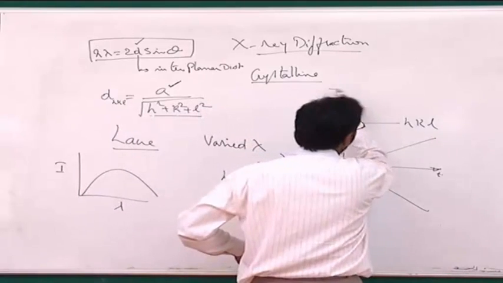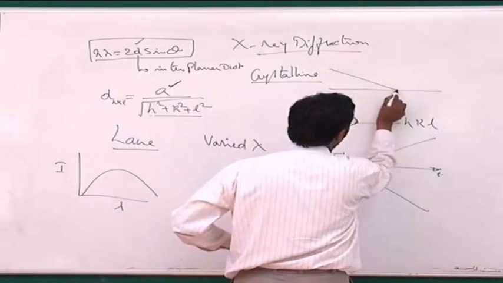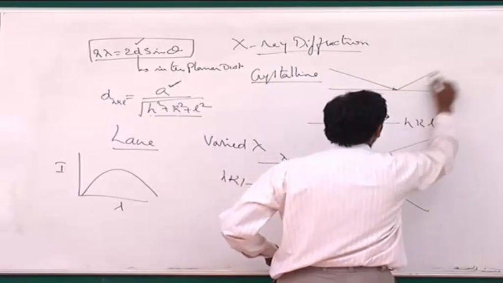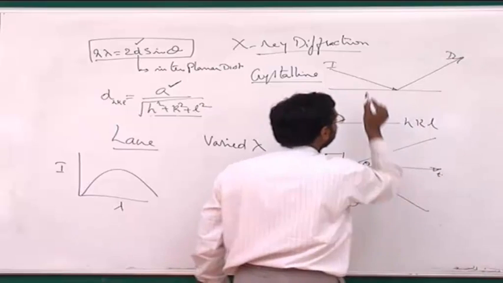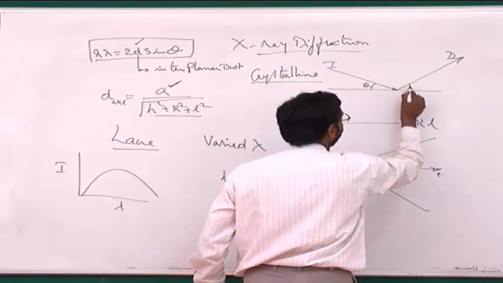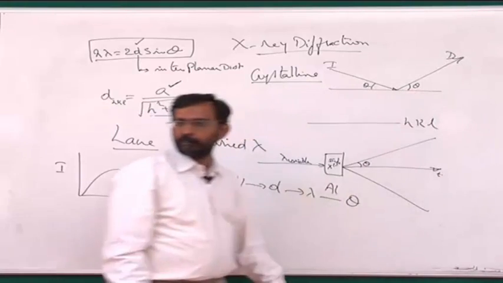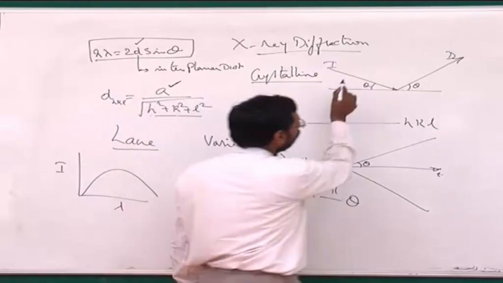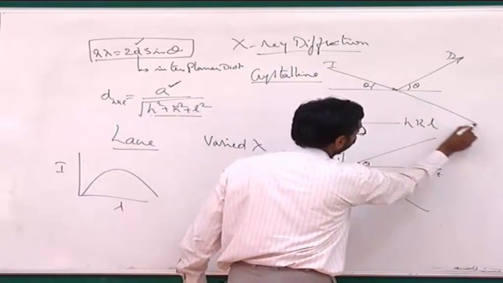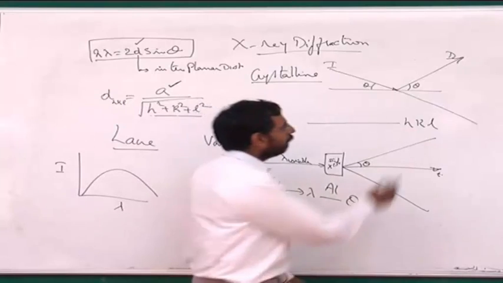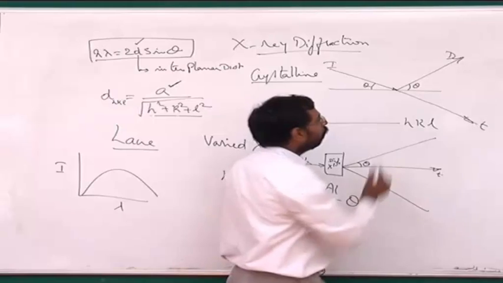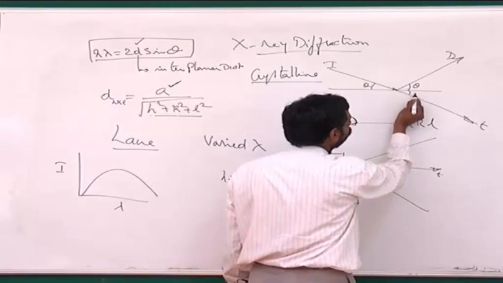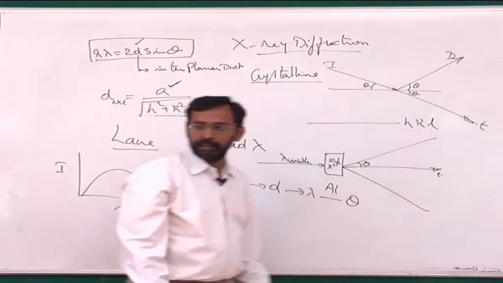To explain this better, if you remember, if I have the X-ray beam falling like this and the diffracted beam coming like this, this is the incident beam, this is the diffracted beam. If this is theta and if this is theta, then what is the transmitted beam? Transmitted beam goes like this. So this is the transmitted beam, this is the diffracted beam.